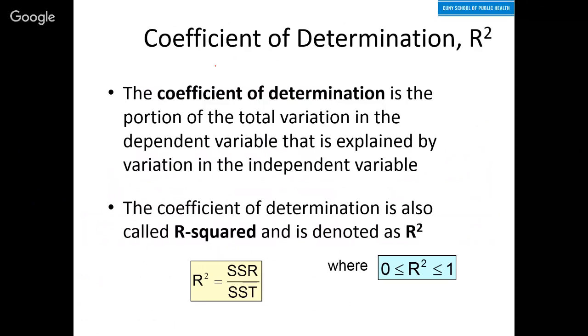And this varies only between 0 and 1, because sums of squares are always positive, and at bare minimum, if you have a slope of 0, it will be 0, and if you have all of the variation in Y explained by variation in X, it will be 1.